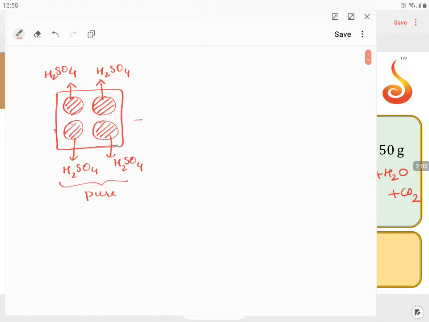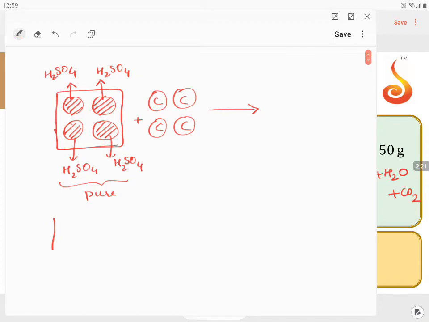If this is going to react completely with CaCO3, take 4 samples of CaCO3. Each one is CaCO3. So let me represent them. All are going to react and give you the corresponding products.